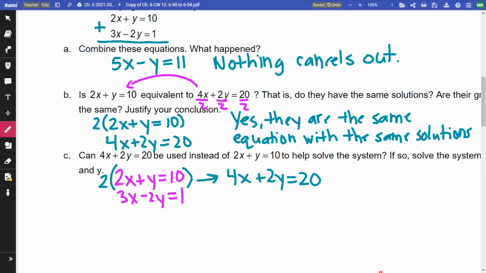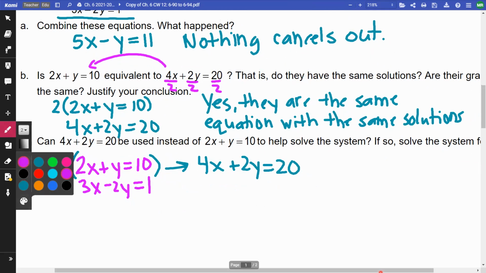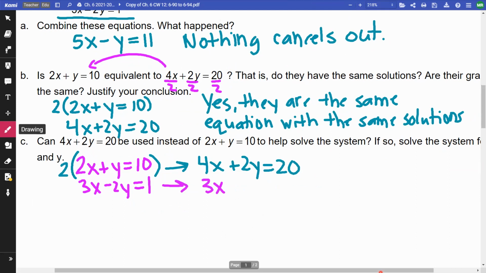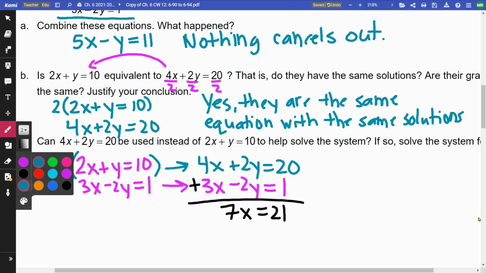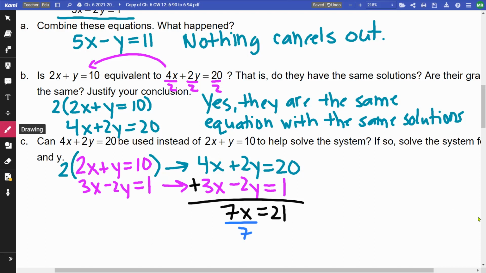I'm going to take the other equation and rewrite it: 3x minus 2y equal 1. Now we'll notice that my y's both have the same coefficient, the 2, but one of them is positive and one is negative. They will cancel out. So I'm going to add these together. I get 7x, the y's cancel out, equal 21. And I am going to divide by 7, and I get x equal 3.